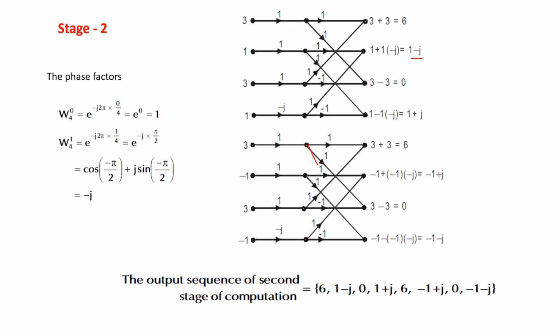So writing the output of stage 2, that is 6 comma 1 comma minus 1 minus j comma 0 comma 1 plus j comma 6 comma minus 1 plus j comma 0 comma minus 1 minus j. So this second stage computation output is going to act as the input for the third stage.